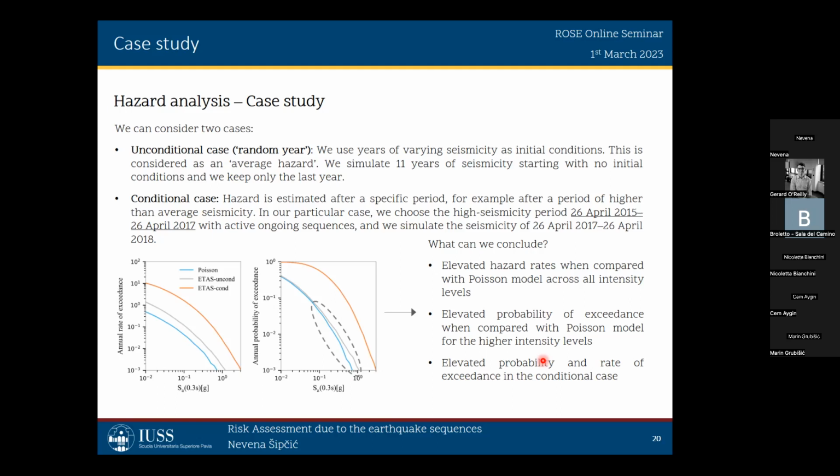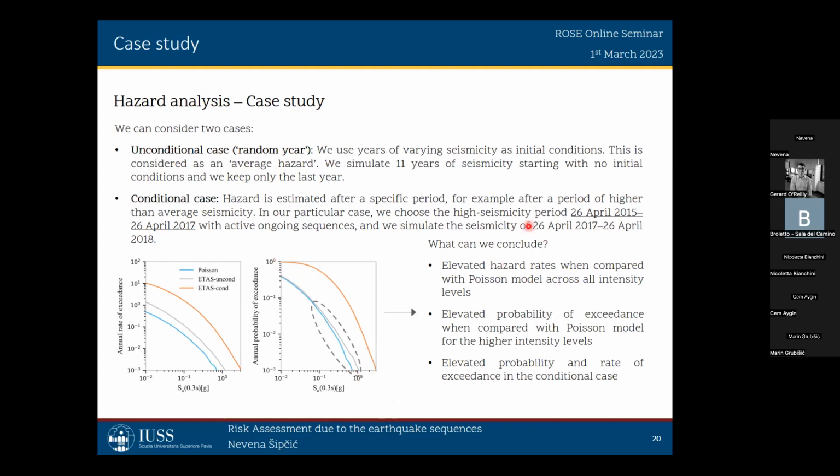In the conditional case, we have the elevated probability and rate basically for all intensity levels. So you can see here with this red line that in the conditional case, when we fed our model with the years where we have very active seismicity, we had a very significant, I would say, difference between the ETAS and the Poissonian case.